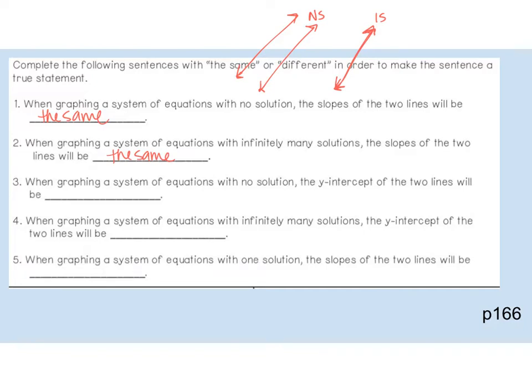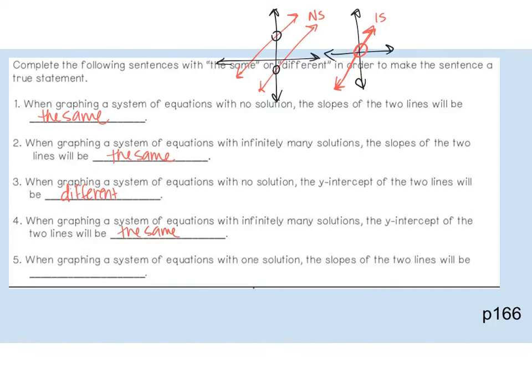When you're graphing a system of equations with no solution, the y-intercept is going to be different. Which makes sense because if I have a coordinate plane, such as here, and then we'll do another one here, then the y-intercept is going to be different on both of them. And when you're graphing a system of equations with infinitely many solutions, the y-intercept of the two lines is going to be the same. Because you'll notice right here is the y-intercept for both lines.